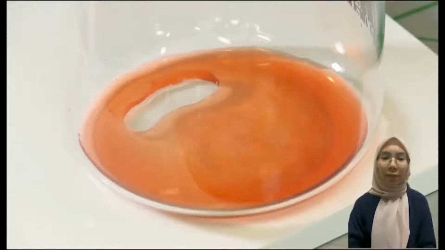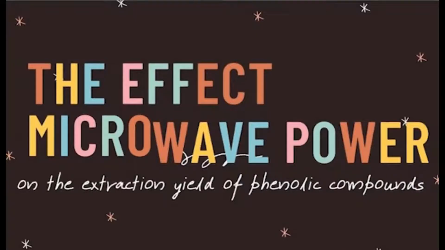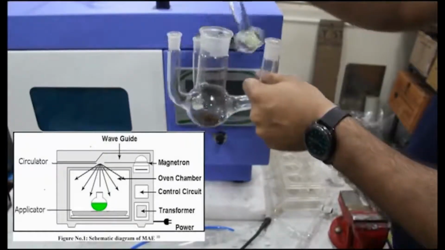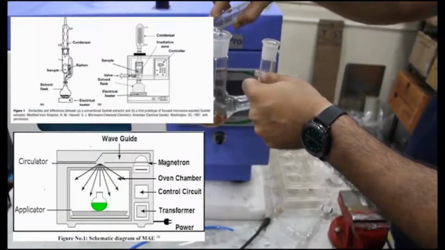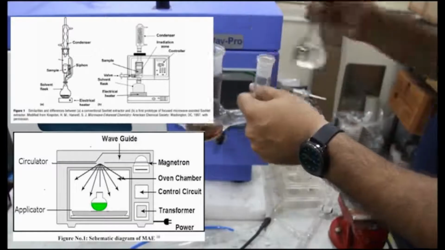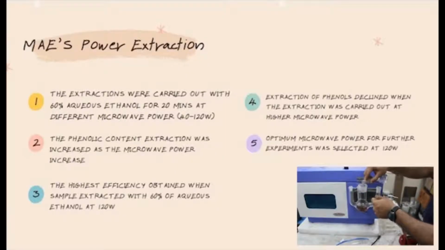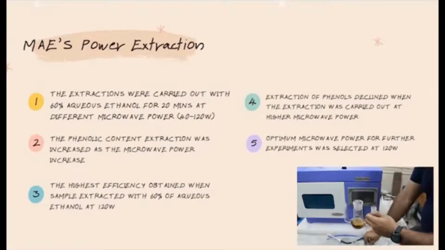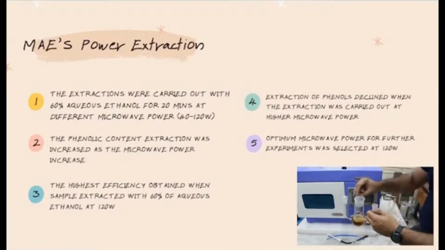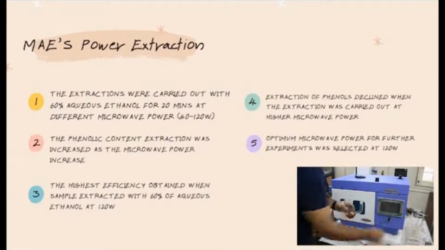Next, examining the effect of the microwave power on the extraction yield of phenolic compounds. Extraction was carried out with 60% aqueous ethanol for 20 minutes at different microwave powers from 40 to 140 watts, and with increasing microwave power, the phenolic content extracted increased. The highest efficiency was obtained when the sample was extracted with 60% aqueous ethanol at 120 watts. Extraction of phenols declined again when the extraction was carried out at a higher microwave power. The optimal microwave power for further experiments was selected as 120 watts.